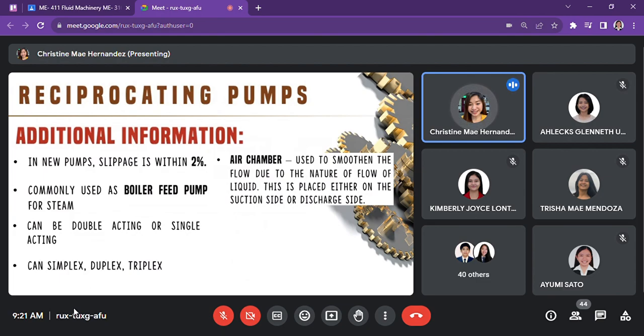So, additional information for reciprocating pumps. So, in new pumps, slippage is within 2% and it is commonly used as the boiler feed pump for steam and can be double acting or single acting. So, can be simplex, duplex, and triplex. So, meron din siyang air chamber. It is used to smoothen the flow due to the nature of flow of the liquid. So, this is placed either on the suction side or discharge side.